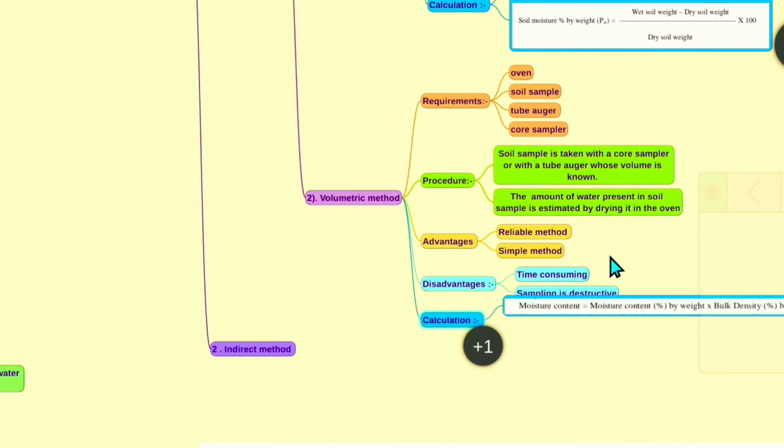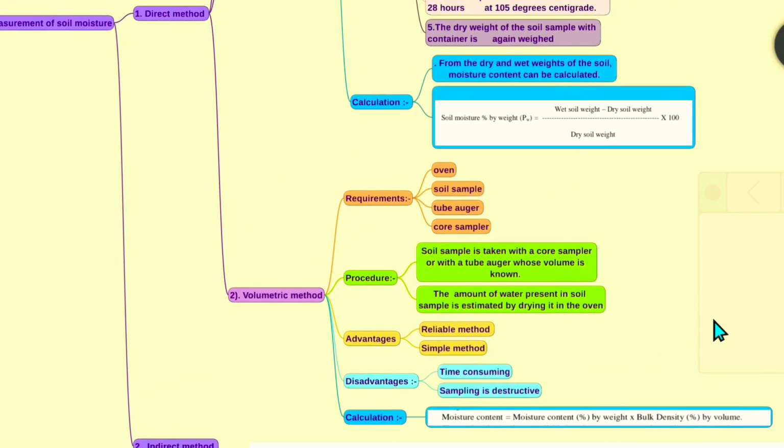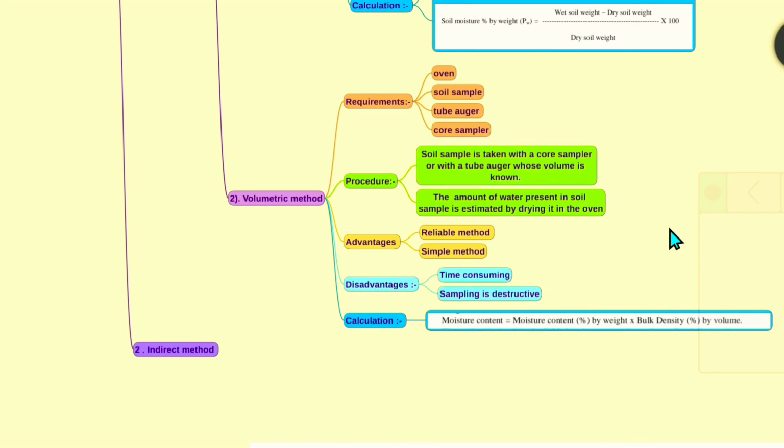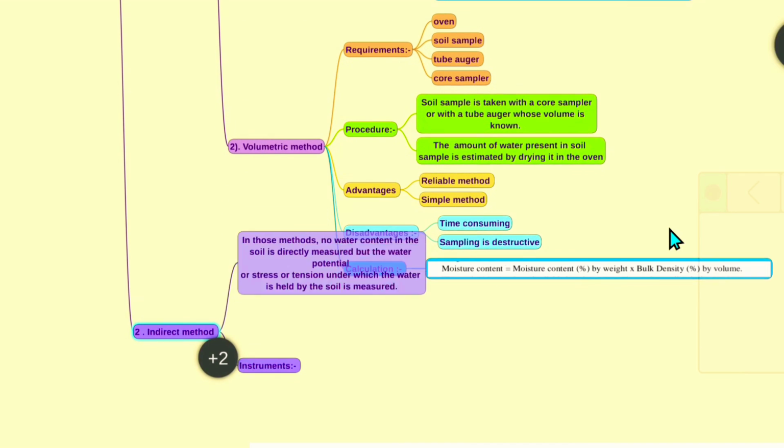And the calculation of this volumetric method: here the moisture content percent by volume is equal to moisture content percent by weight into bulk density. Very simple formula here. And move to the next, that is the indirect method.